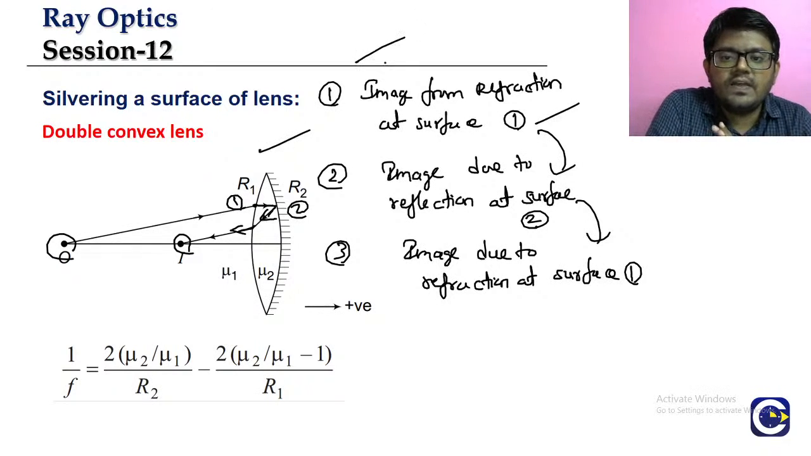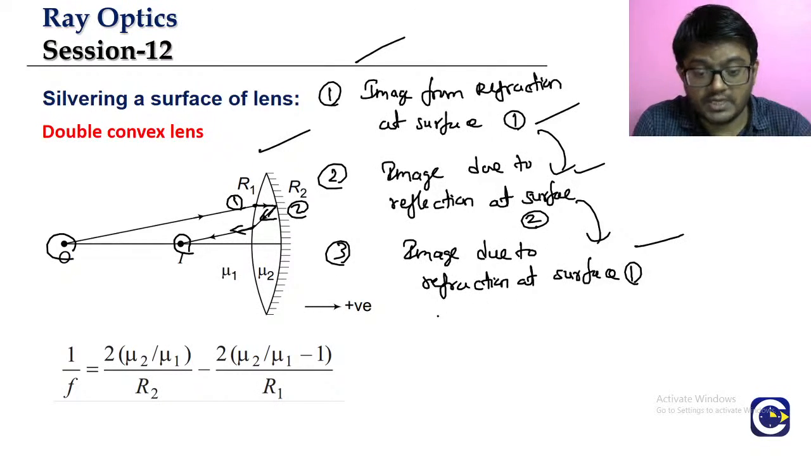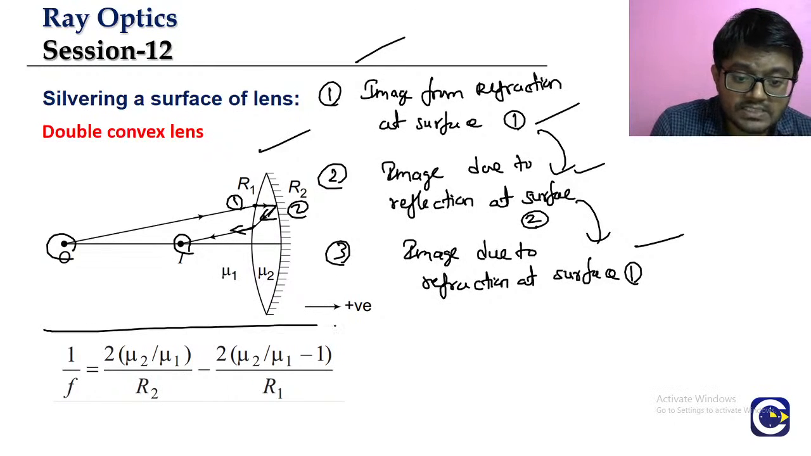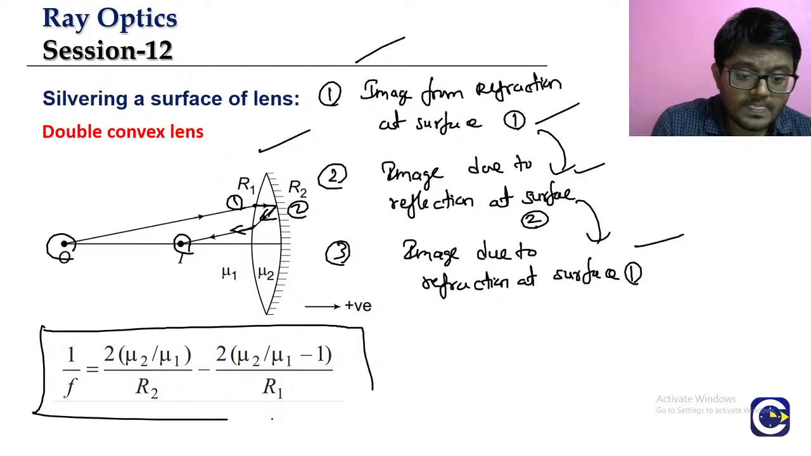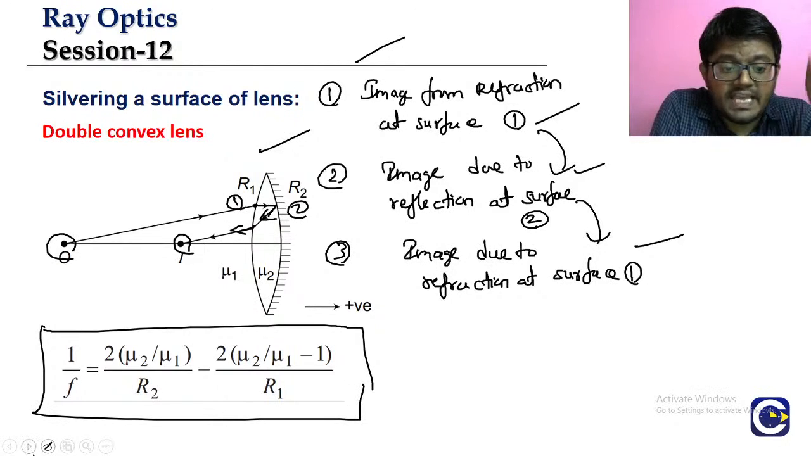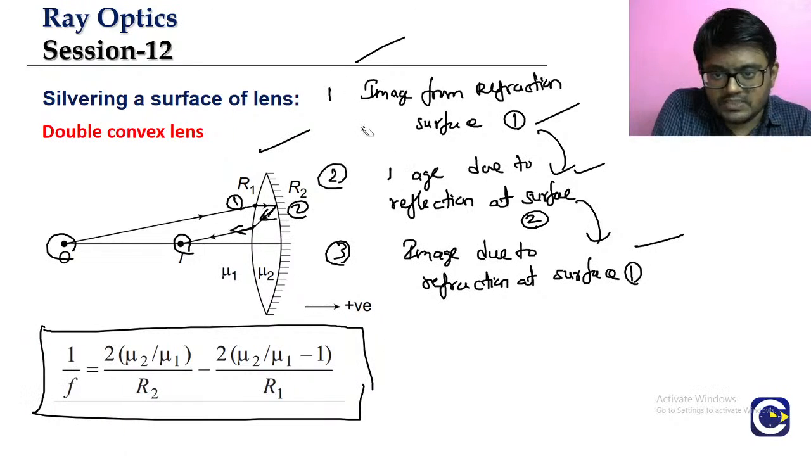refraction at a spherical boundary, reflection means what? Mirror equation. Again refraction at a spherical boundary. If you add them, then we will get this overall equation. This is the overall equation. The overall equation is for the effective focal length of the combination. What is the effective focal length of the combination?